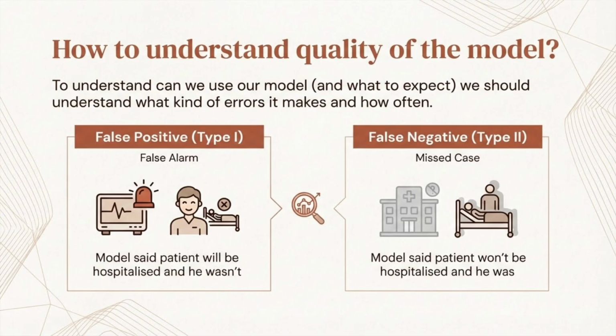Another type of error is called type 2, false negative, when the model didn't say that the patient will be hospitalized. Model said that the patient will be okay, will be fine, and the patient was hospitalized in reality. So this is false negative. Two types of errors, nothing specific for machine learning. It also exists in all other things like analysis and diagnosis in healthcare. So nothing new, but it's important to understand that it's also relevant to machine learning.